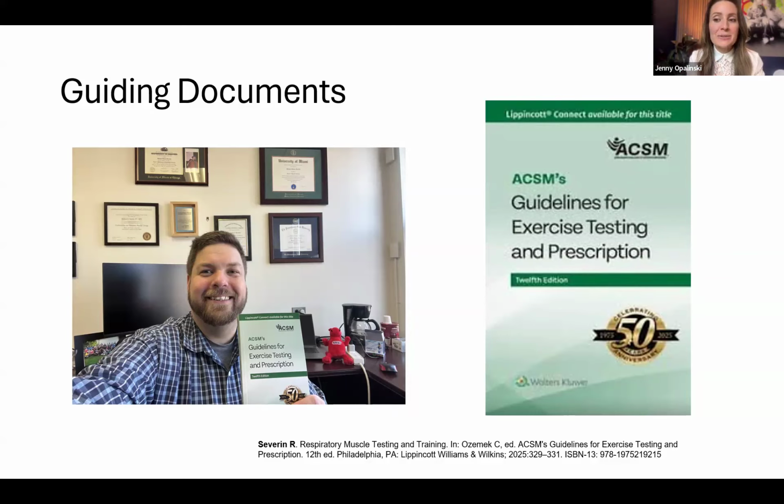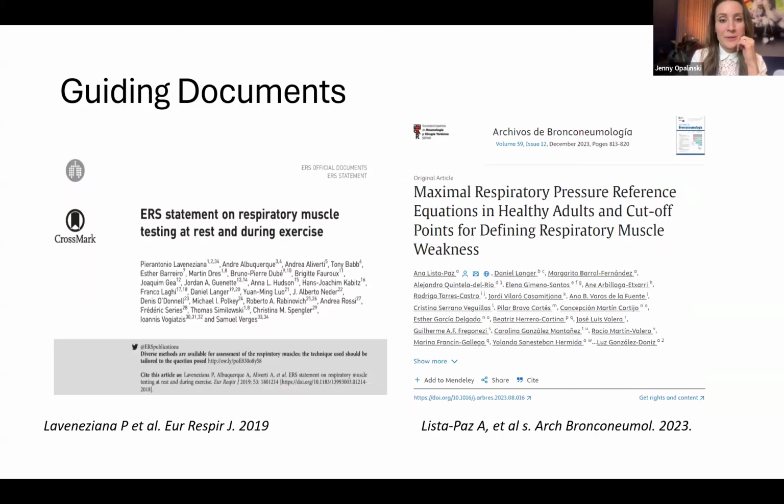Someone is asking if we could see the previous article slides, please, Dr. Severin. Previous article slides? Yes. The references here? Yeah. These, yes. Yeah.